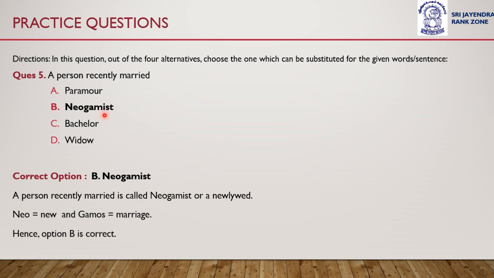The correct option is neogamist. A person recently married is called a neogamist or a newlywed. Neo is used for new and gamos is used for marriage. Neogamist means new marriage. You might remember it from polygamy as well. A person who has done several marriages is called a polygamist, and therefore a person who is newly married will be called a neogamist. Hence, option B is correct.